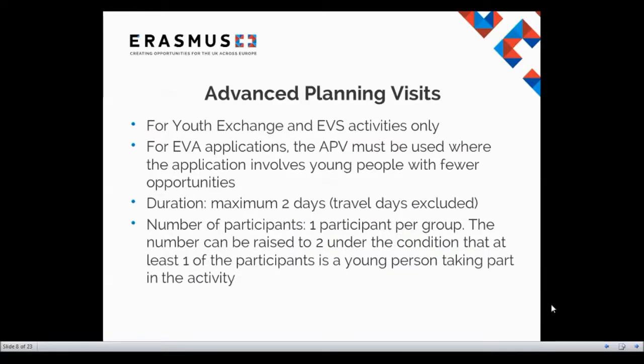Now, as previously mentioned, advanced planning visits can be done for both youth exchange and EVS activities. When discussing youth exchanges and EVS activities, we mentioned these as being specific to the 2 aforementioned types, and they must be used only where applications involve young people with fewer opportunities. Their duration must be a maximum of 2 days, excluding travel days, and the number of participants is generally 1 participant per group. There is, however, a possibility to raise the number to 2 participants per group only if at least 1 participant is a young person who will actually take part in the activity.